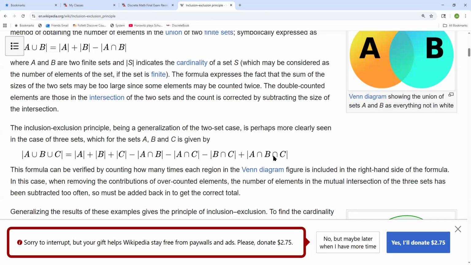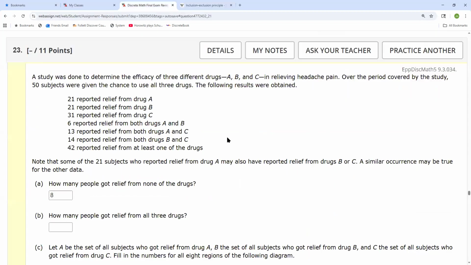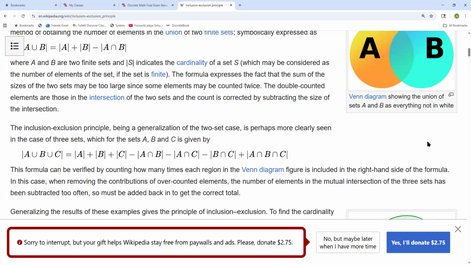And then what about that last number at the end? The ones that are in common to all 3. We don't know what that last number is, so that's like X. So plus X. And then we know how many people benefited from any of the 3 drugs, which was 42, right? It told us that 42 people reported relief from at least one of the drugs. There's 42 people in the entire set of circles.